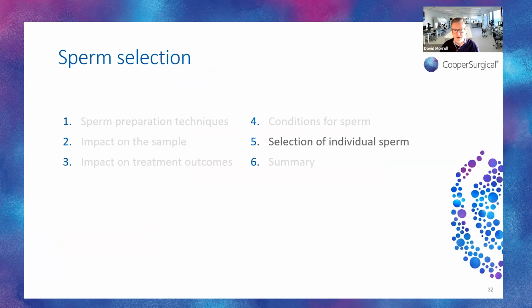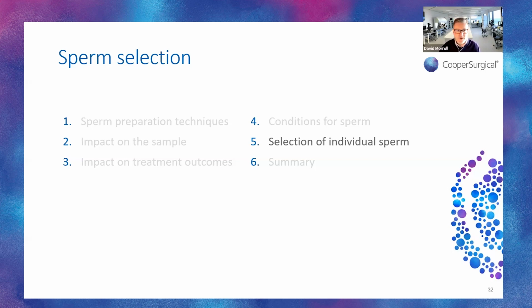oligoasthenoteratozoospermic men, so the men with low counts, motility and morphology, their morphologically normal sperm had a much higher rate of aneuploidy and DNA damage than normal sperm of normozoospermic men. So even though we're picking what look like normal sperm, they still carry a higher rate of defects.